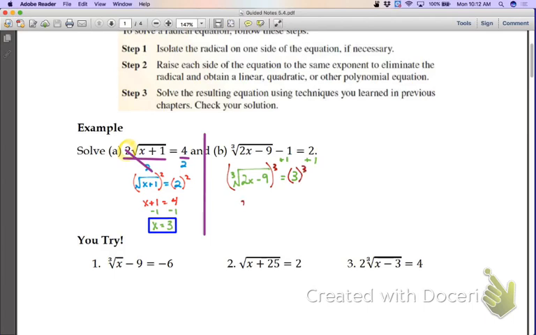So I'm looking at 2x minus 9 on the left and 27 on the right. Now just solve the equation. So I need to get x by itself. So I'm going to add 9 to both sides. I'm going to have 2x equal to 36. Divide both sides by 2 and get x equal to 18.